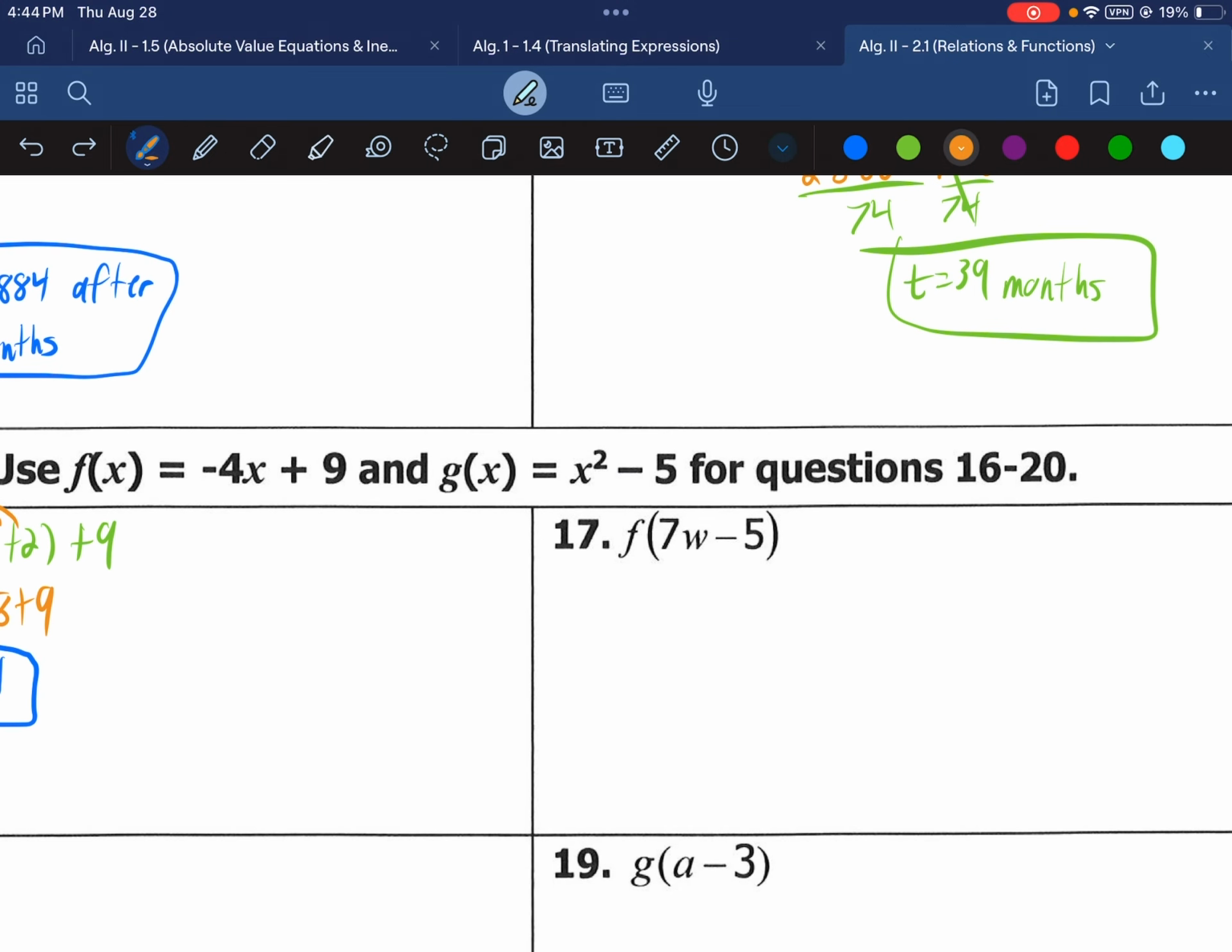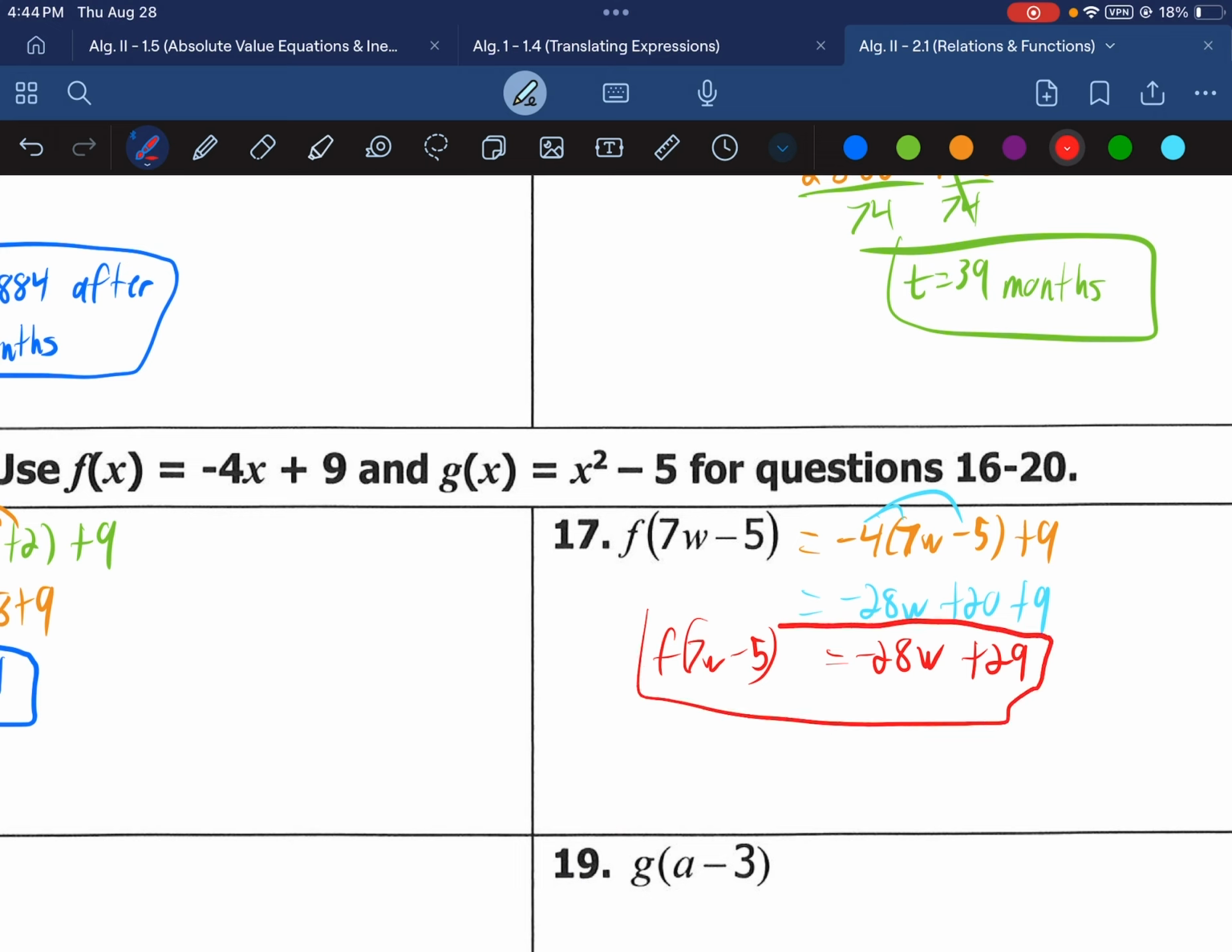Number 17, we're supposed to plug in 7w minus 5 into f of x. So that would be negative 4 times 7w minus 5, add that to 9. So that would be negative 28w plus 20 plus 9. Combine like terms to get negative 28w plus 29. So we plugged in 7w minus 5 into the function f, and we got out negative 28w plus 29.